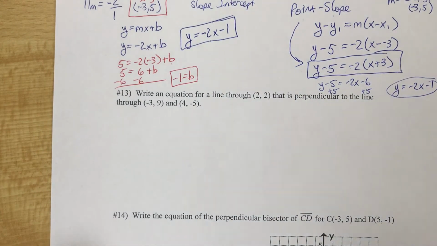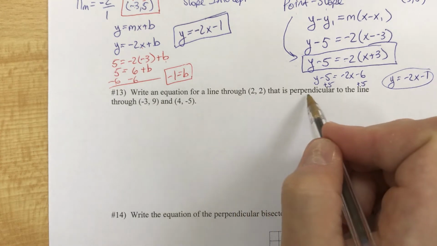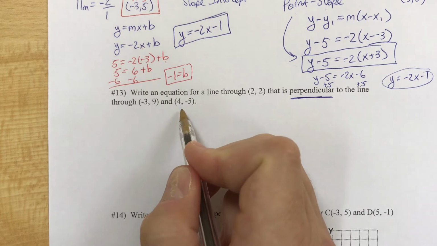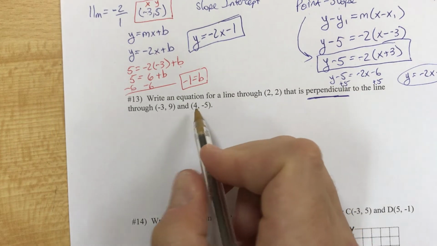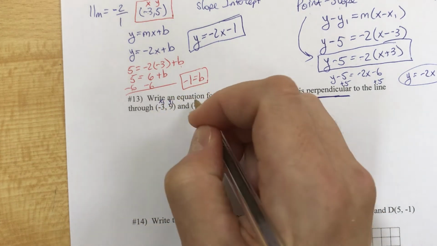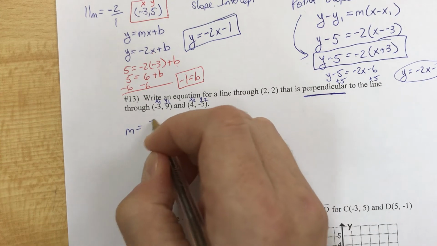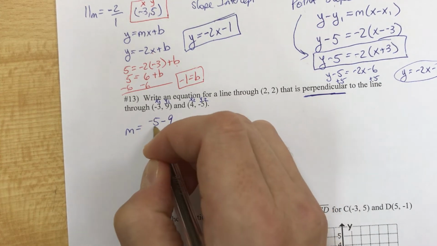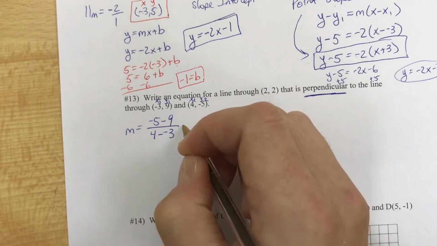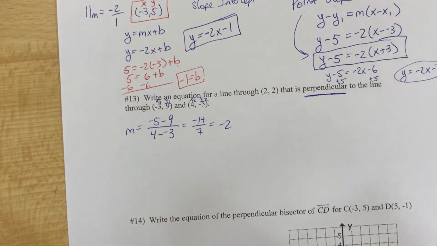Let's do 13. Write an equation for a line that goes through (2, 2) that's perpendicular to the line through (-3, 9) and (4, -5). Okay, they don't give us the slope this time. However, let's do the formula for slope. m equals y sub 2 minus y sub 1 all over x sub 2 minus x sub 1. This would be -14 divided by 7, which is -2.